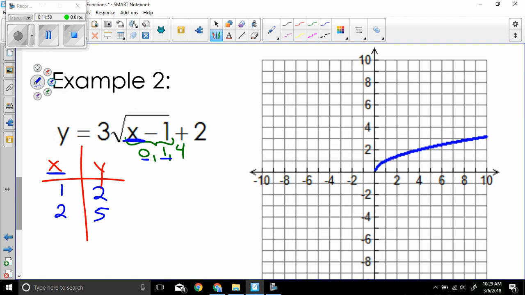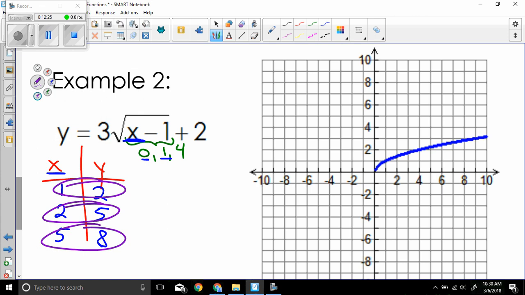What do I have to plug in for x to get 4? Well, something minus 1 equals 4, so that's got to be 5 minus 1 equals 4. What's the square root of 4? 2, times 3 is 6, plus 2 is 8. I have my 3 points. I've been doing this in purple here, so maybe I'll continue. I'm going to graph each one of these 3 points.